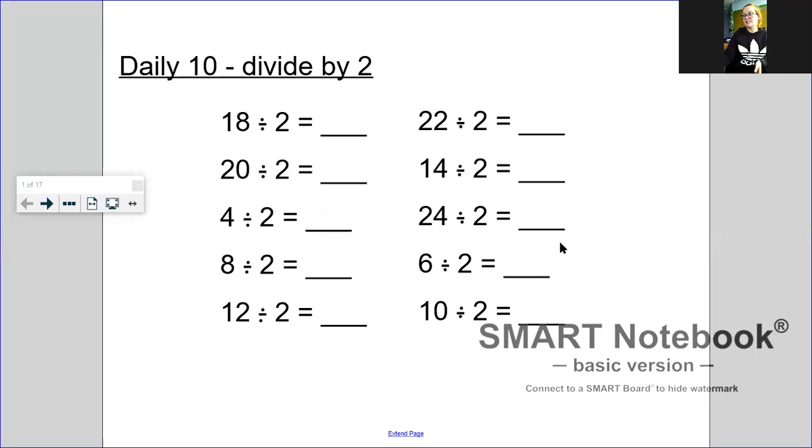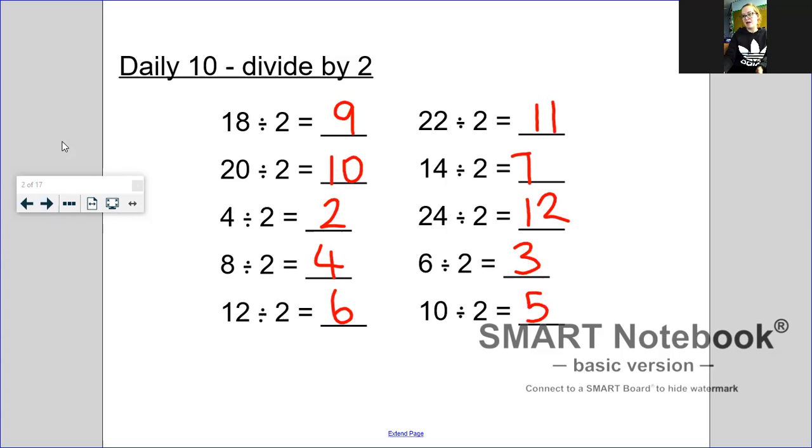Let's check your answers. Are we ready? There we go. So we had 18 divided by 2 is 9. 20 divided by 2 is 10. 4 divided by 2 is 2. 8 divided by 2 is 4. 12 divided by 2 is 6. 22 divided by 2 is 11. 14 divided by 2 is 7. 24 divided by 2 is 12, 6 divided by 2 is 3, and 10 divided by 2 is 5.